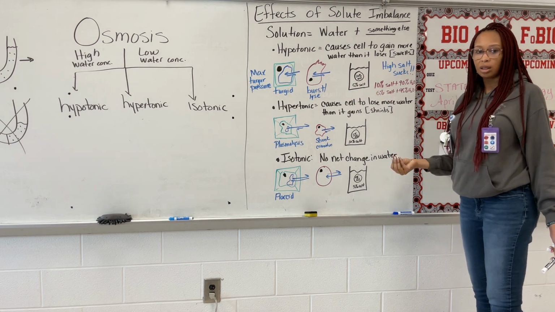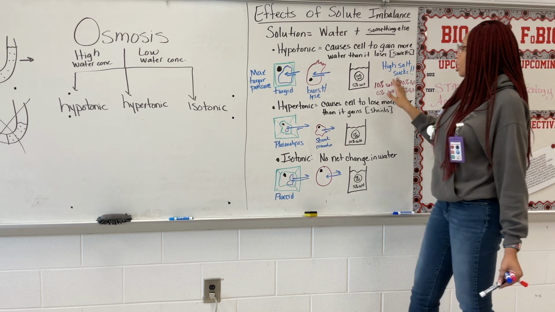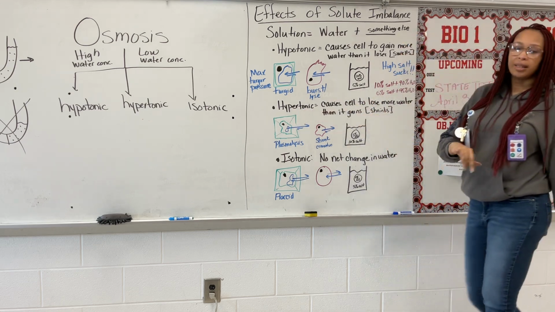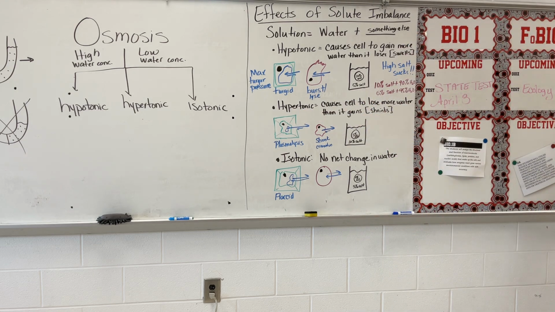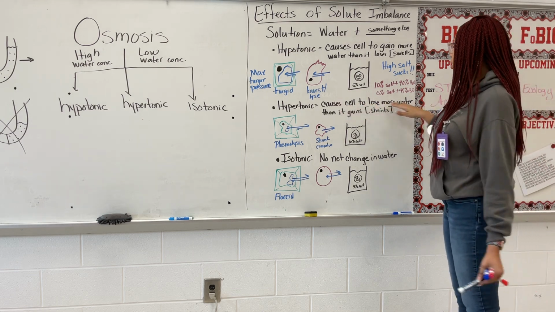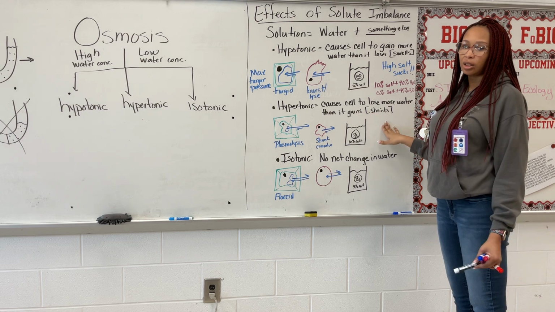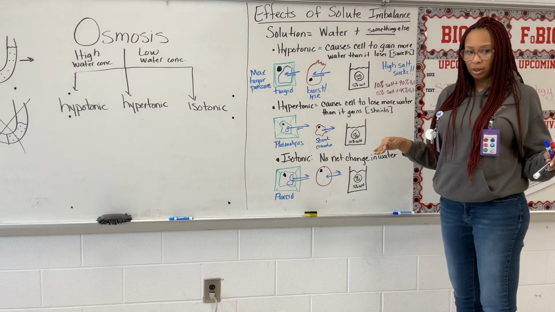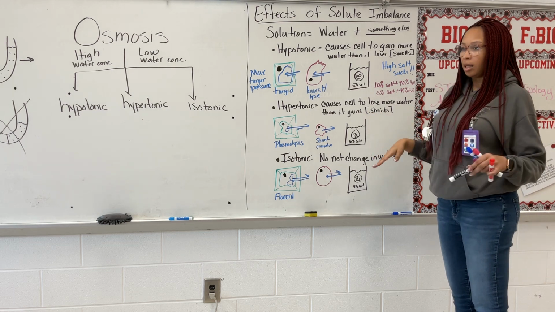High salt sucks. Now, a hypertonic solution is the exact opposite. The water's going to go out of the cell faster than it comes into the cell. So this is a solution that causes the cell to lose more water than it gains, and the cell is going to shrink. No types of cells like this. Not plants, not animals, okay?